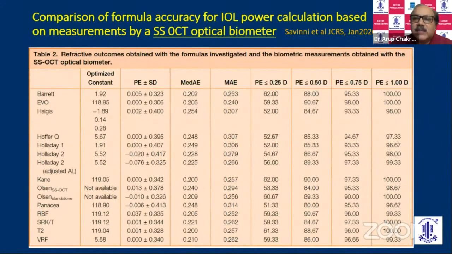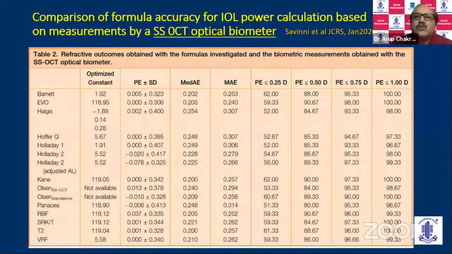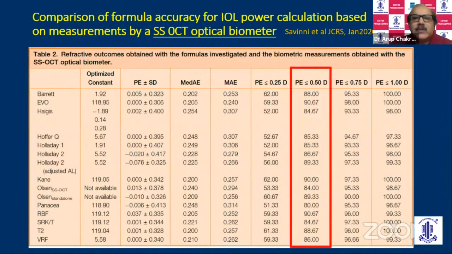And then this is the latest publication that happened. I just want to trace out how the refractive outcomes, how the refractive accuracy evolved over a period of years. So this was actually published by Savini et al. at the JCRS in January 2020. And here again, you see the results are pretty good. 84% to 90.67% of the patients were getting within an error of 0.5 diopter.